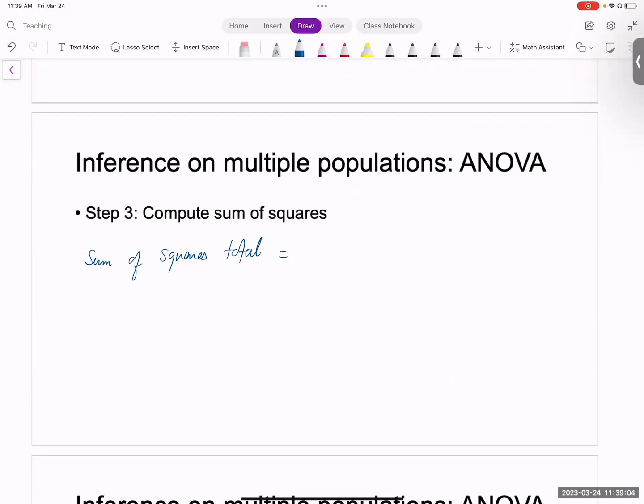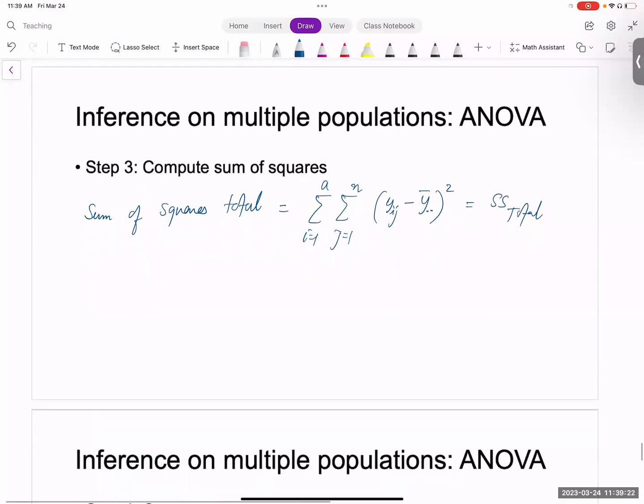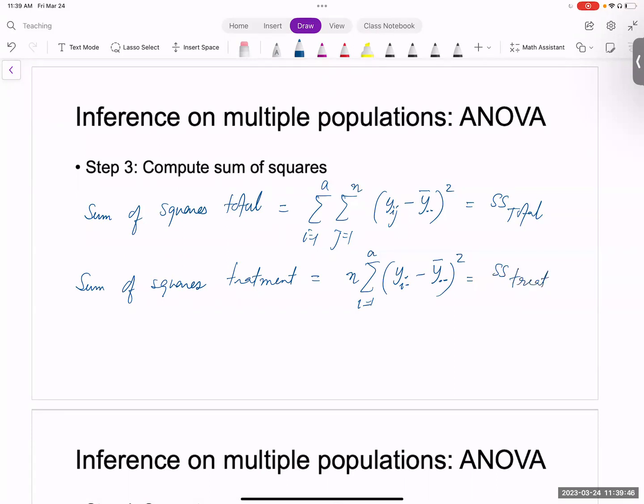This is equal to summation of i equals 1 to a, summation of j equals 1 to n, (y_ij minus y dot dot bar) whole squared. This is equal to the sum of squares total. Then you compute the sum of squares treatment. This is equal to n times summation of i equals 1 to a, (y_i dot bar minus y dot dot bar) whole squared. This is equal to the sum of squares treatment.